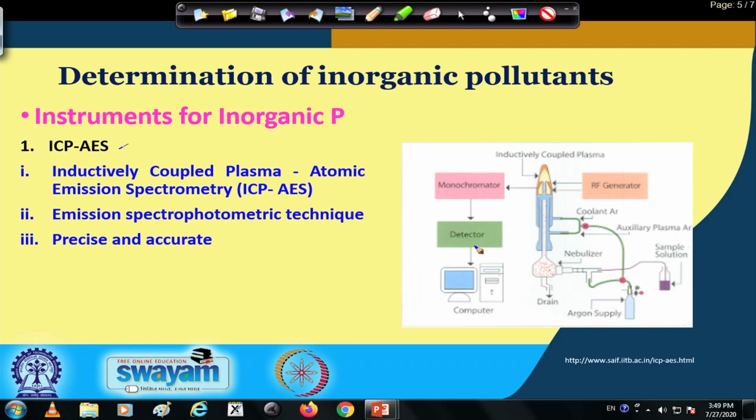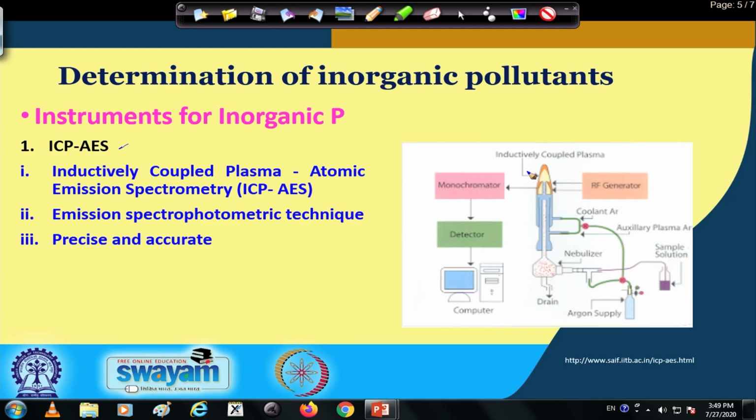Let us wrap up here, and in the next lecture we will discuss the principle of this ICP-AES and how this plasma torch works, why we call it inductively coupled plasma. In detail we will be discussing the working principle as well as the construction of this ICP-AES spectrometer in our next lecture.